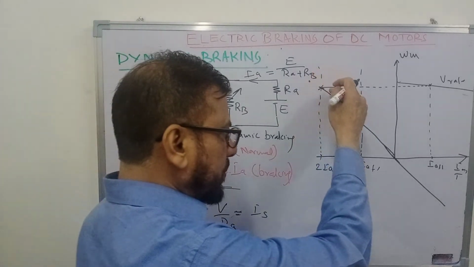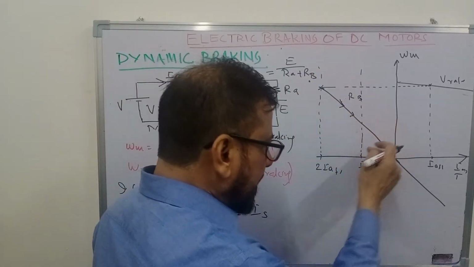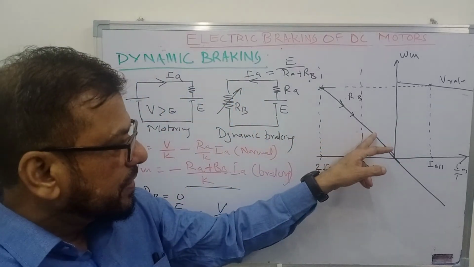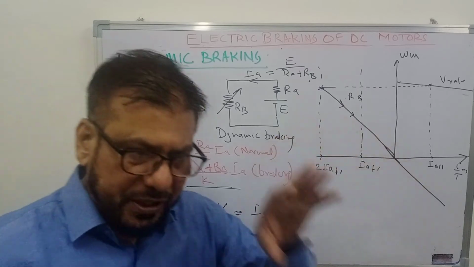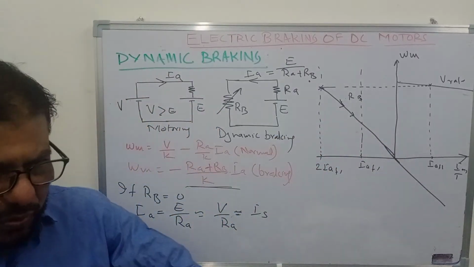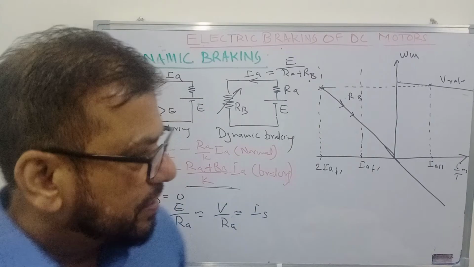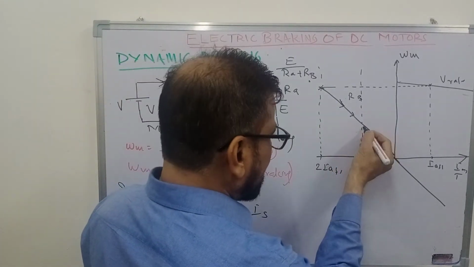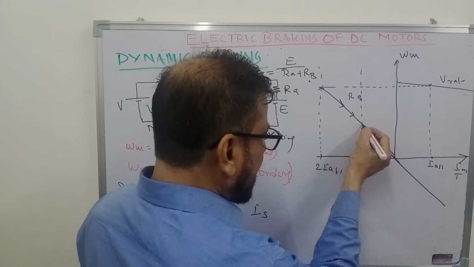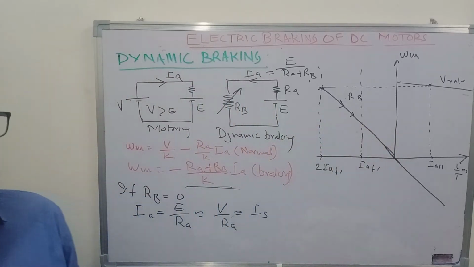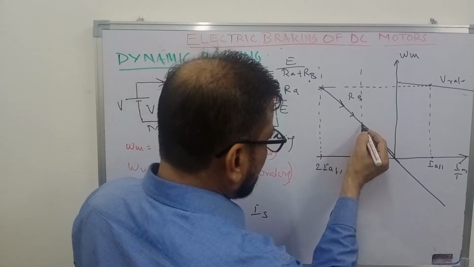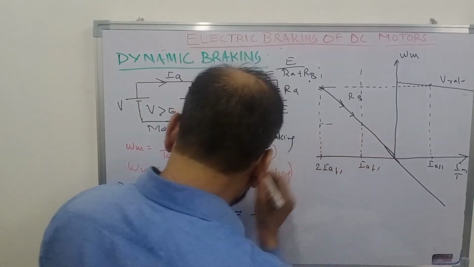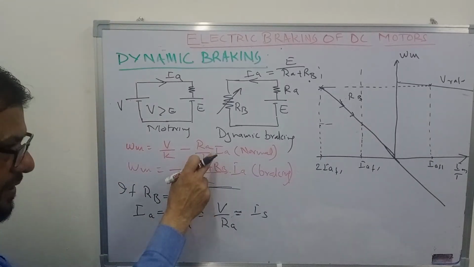As the motor's speed decreases, the current decreases. Current decreases means the torque will also decrease, so the braking torque will also decrease. So you want to maintain a high braking torque. Then what you have to do is, as the current reduces, suppose near the full load current, you again reduce the resistance. If you reduce the resistance, then the slope of the curve will decrease.